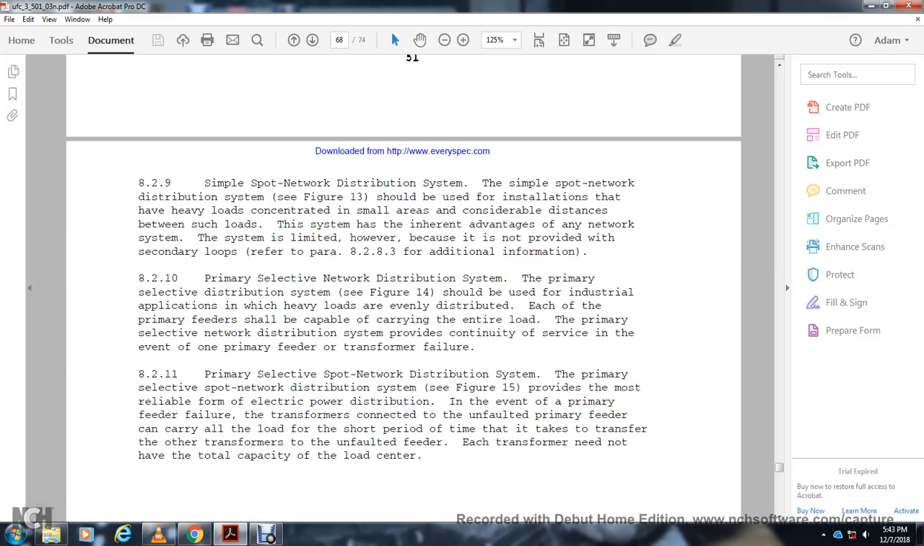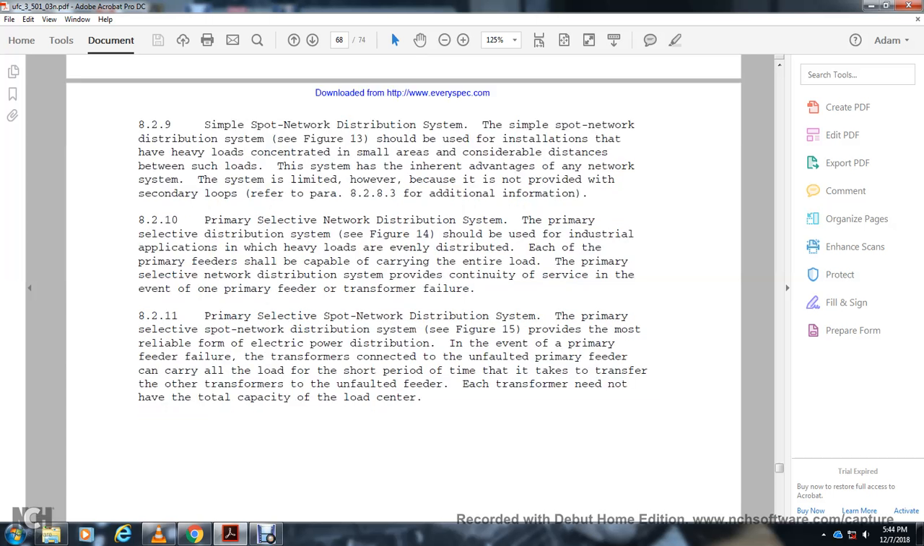8211, the primary selective spot network distribution system. The primary selective spot network distribution system, see figure 15, provides the most reliable electrical power distribution in the event of the primary feeder failure. Transformer connected to the unfaulted primary feeder can carry all the load in the short period of time that it takes for the transfer of the other transformer to the unfaulted feeder. Each transformer need not have the total capacity of the load.